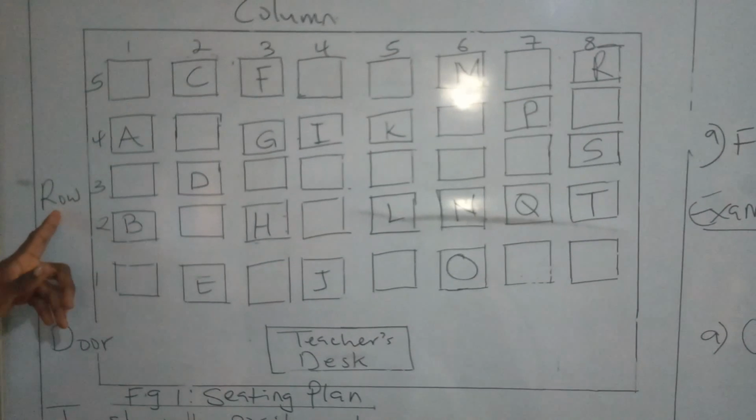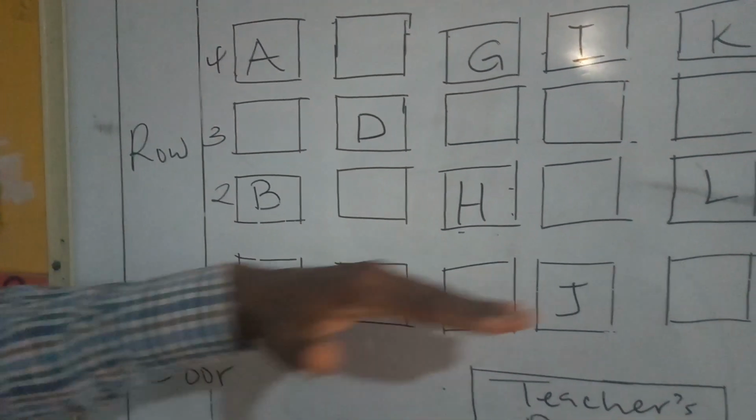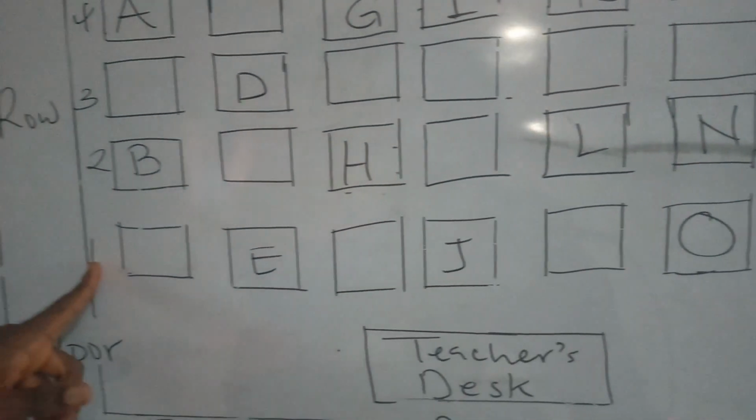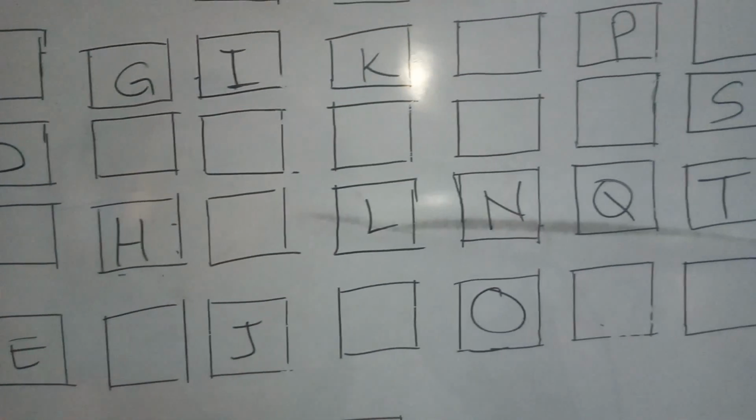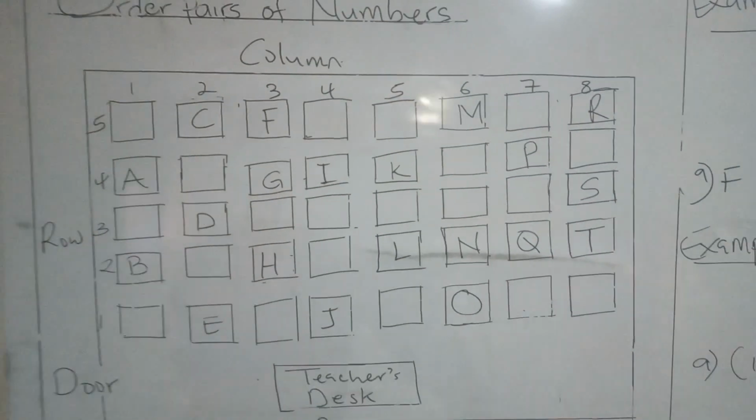What about the next item, which is a row? How are we going to get a row? Horizontal direction. So let's count. Row 1, which is 1. Row 2, which is 2. Row 3, which is 3. Row 4, which is 4. And row 5, which is 5. So it means that we are having 5 rows and we are having 8 columns.